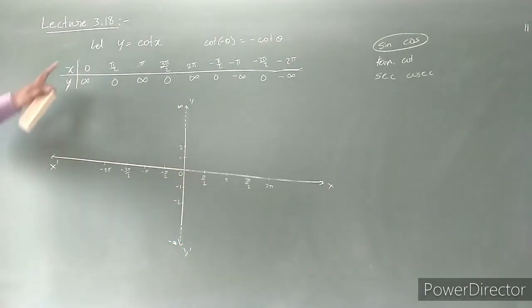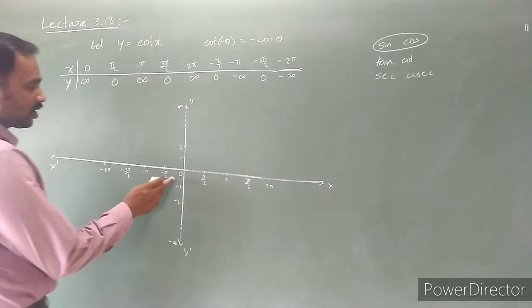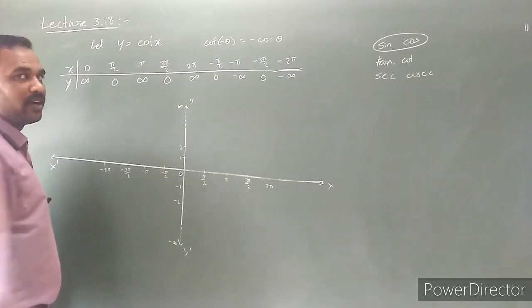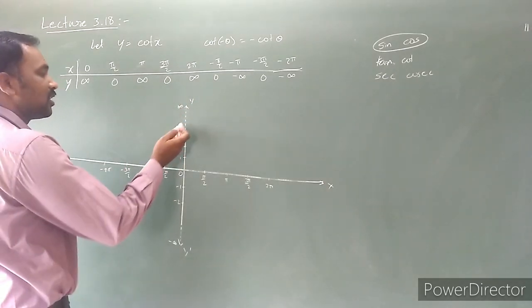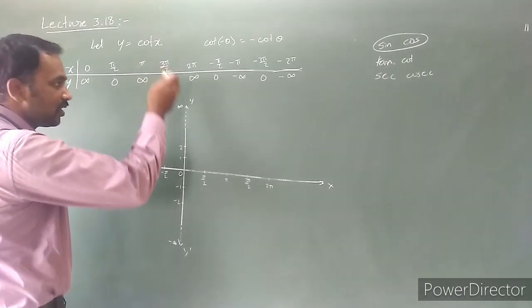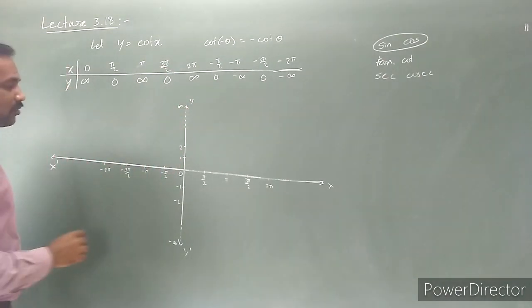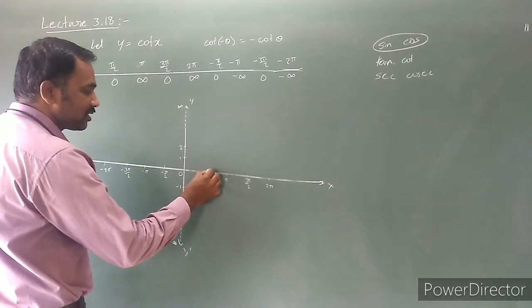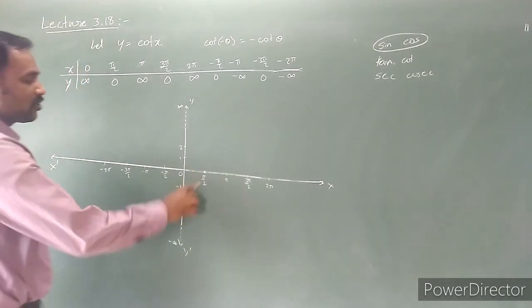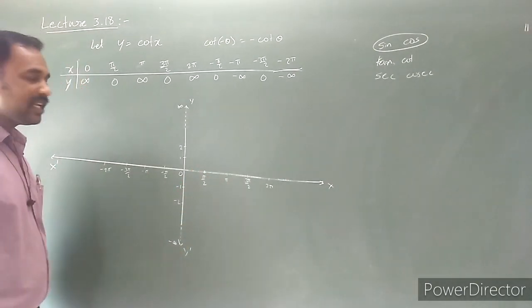Now plot the points: 0, infinity. This is the point. On increasing the x value, the y value is also decreasing, but it doesn't touch the y axis. Okay, pi by 2, 0. Pi by 2 is here, and the value is 0 there. In between 0 to pi by 2, some standard angles are there.